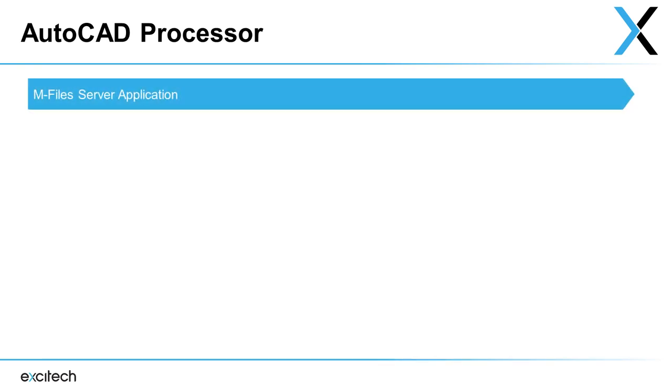The Excitec Docs AutoCAD Processor is an M-Files server application that adds AutoCAD support to your M-Files implementation. Built using technology from Autodesk and the Open Design Alliance, the AutoCAD Processor provides the ability to synchronize metadata, bind references, and generate PDF renditions. This functionality does not rely on AutoCAD being installed on either the server or client workstations.